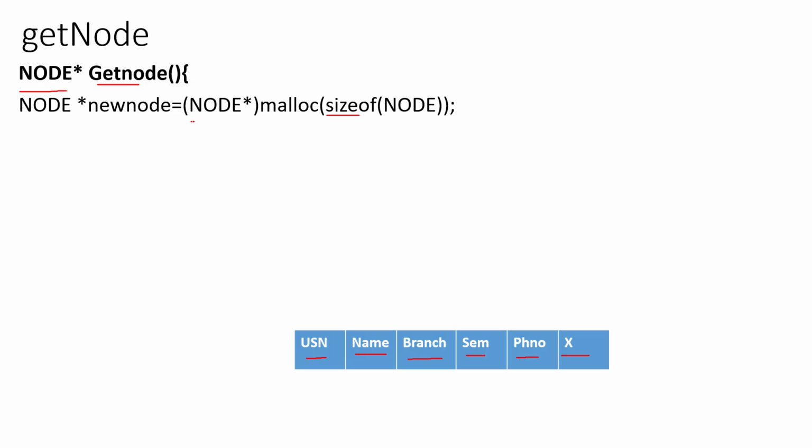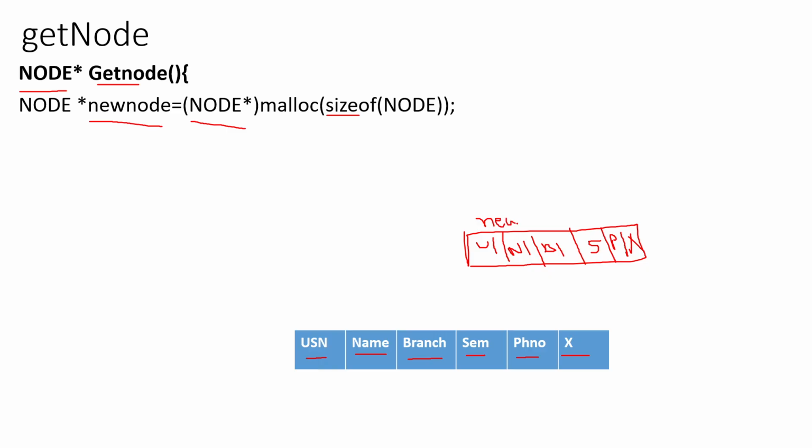So that should hold only the structure. Though it is raw, it should hold the type node. So that is referred with the variable new node. For example, if this is created and the new node is created, I'll be taking USN as U1, name as N1, branch as B1, SEM as say 5, and phone number is say P1, and this is a self-referencing node. So this name is new node.